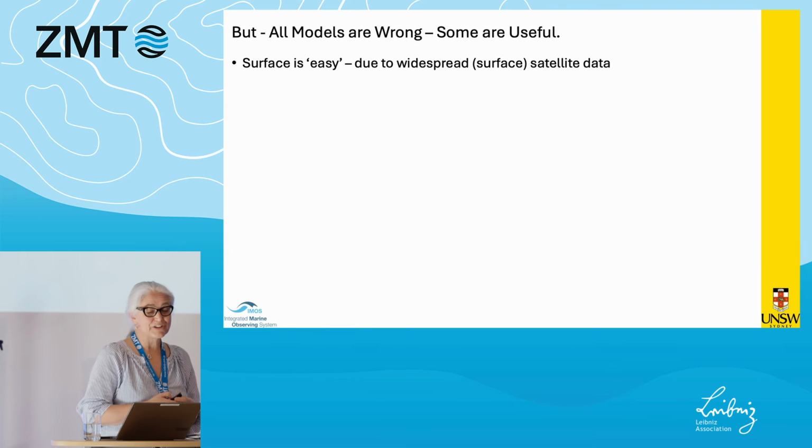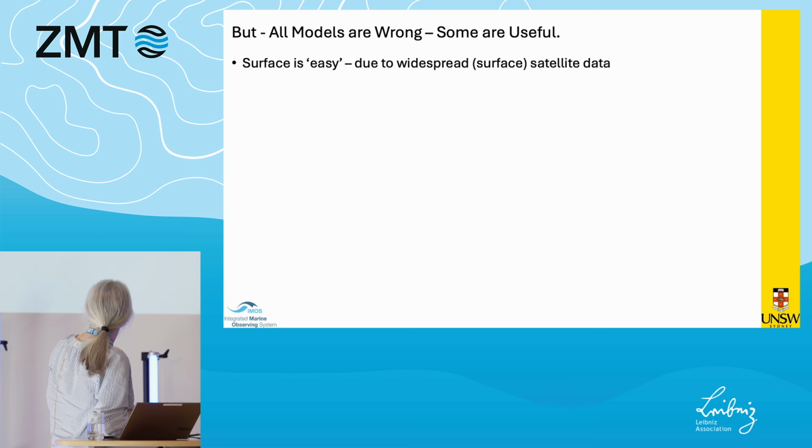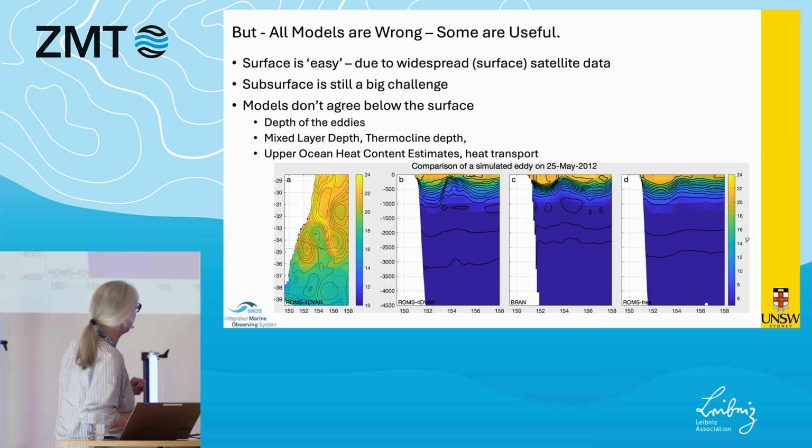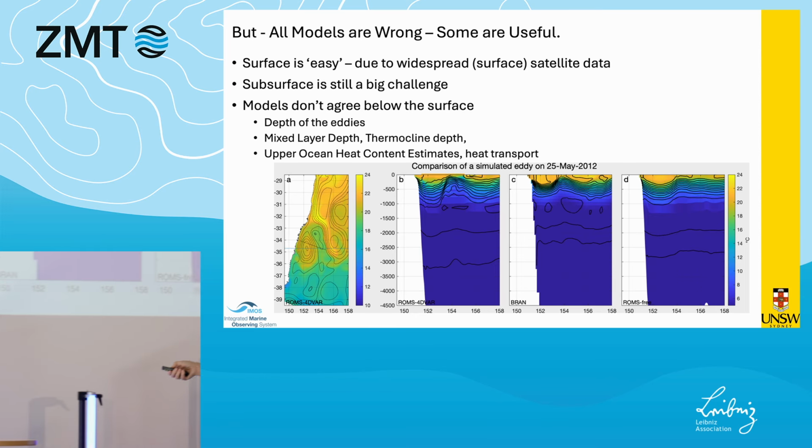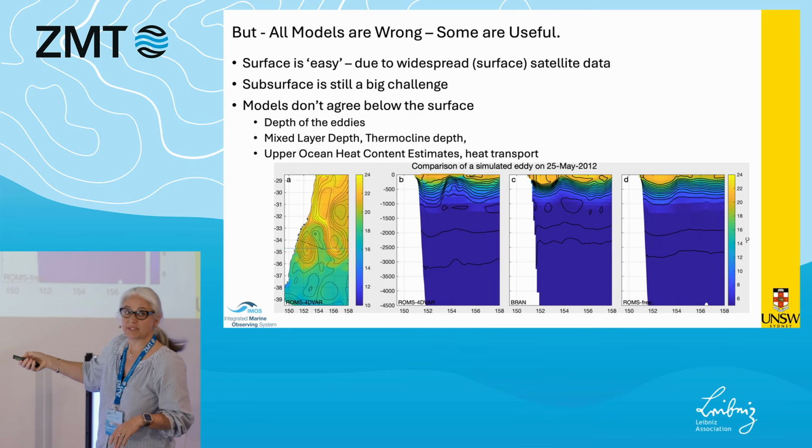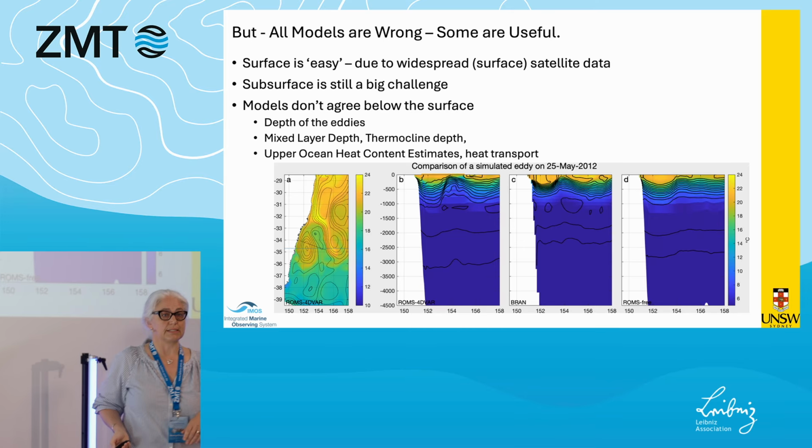Right? I said the surface is easy, and that's due to widespread surface satellite data. So here's just one example of a cross-section through our model. This is the east coast of Australia. This is the East Australian Current. This is one of those large mesoscale eddies. That's 3 degrees, so it's a big eddy, right? A few hundred kilometres wide.